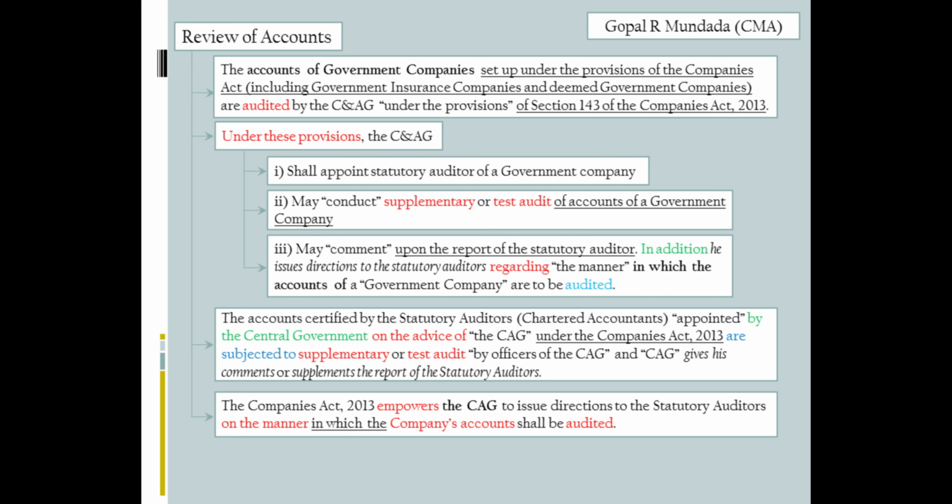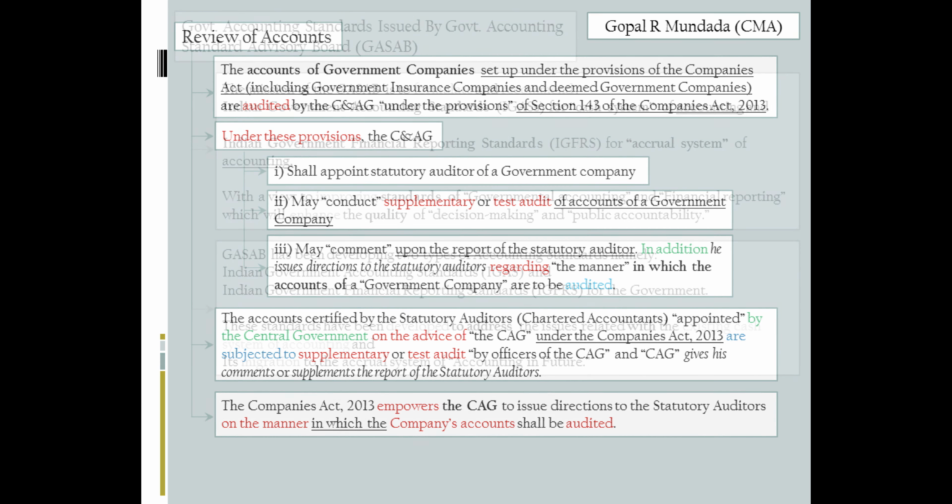In addition, he issues directions to the statutory auditor regarding the manner in which the accounts of the government company are to be audited. So guys, next, the accounts certified by the statutory auditor, that is, a chartered accountant appointed by the central government on the advice of the C&AG under the Companies Act 2013, are subject to the supplementary or test audit by the office of the C&AG, or C&AG gives his comments or supplements the report of the statutory auditor. Next, the Companies Act 2013 empowers the C&AG to issue directions to the statutory auditor on the manner in which the company's accounts shall be audited.